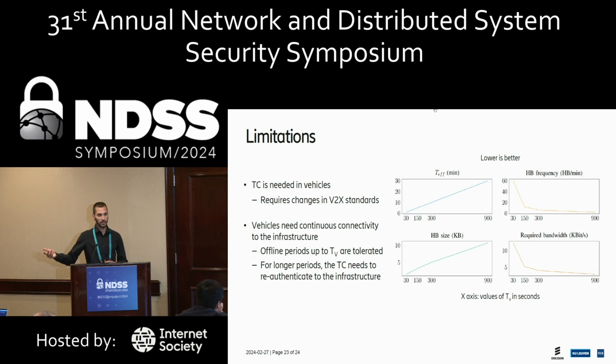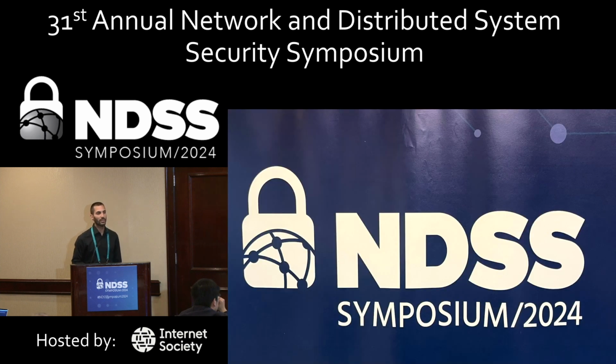For longer periods, for example if the vehicle is shut off, when it comes back online, it has to go to the infrastructure, doing, for example, a re-enrollment or a lighter authentication step to get a new timestamp. And then it can continue to operate after that. So a new online step is needed to get a new timestamp. Thanks.